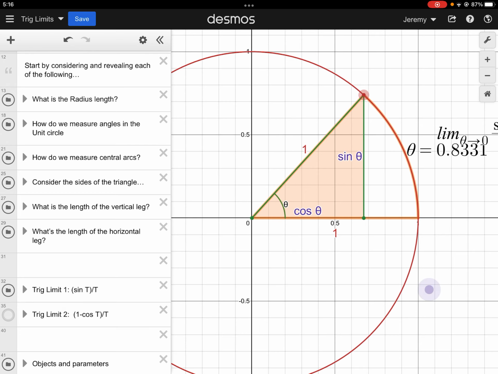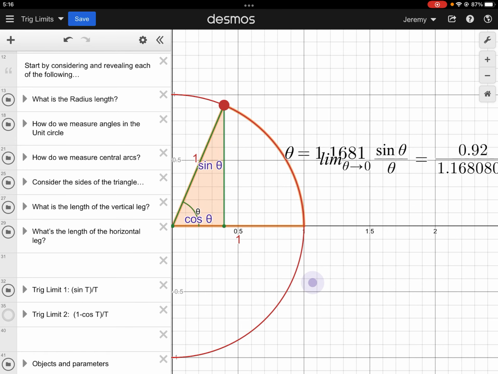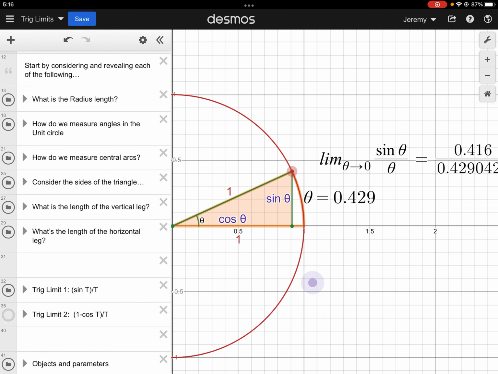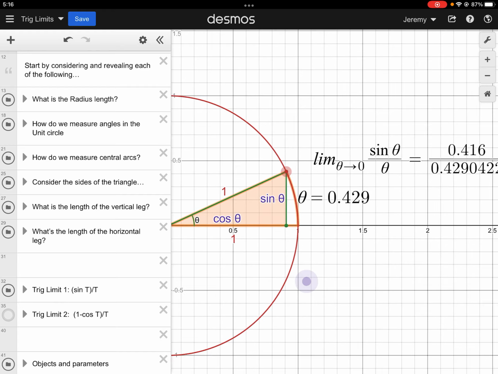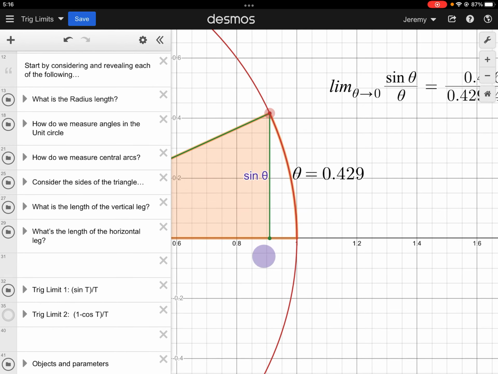All right, well, let's look at this limit again. Okay? So we have the sine of theta over theta. Okay? Well, what's going on? All right, we know it's going to 0 over 0, but let's look at this picture a little bit here. All right, so sine of theta is this vertical line, and theta is the length of this arc.